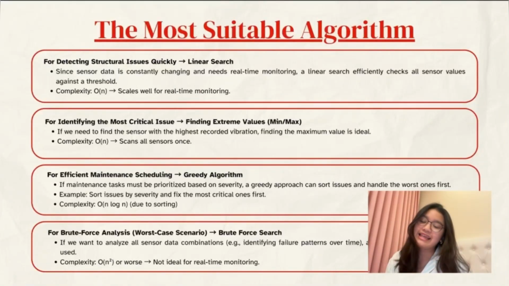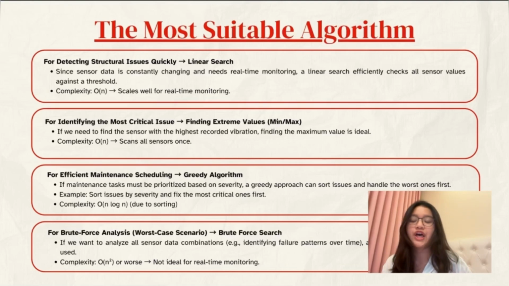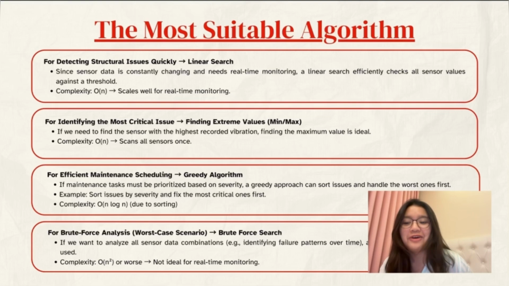The next thing is the most suitable algorithm for this case. For detecting structural issues quickly, we use linear search. Since sensor data is constantly changing and needs real-time monitoring, a linear search efficiently checks all sensor values against the threshold. And the next thing is for identifying the most critical issue, which is finding extreme values, min and max. If we need to find the sensor with the highest recorded vibration, finding the maximum value is ideal.